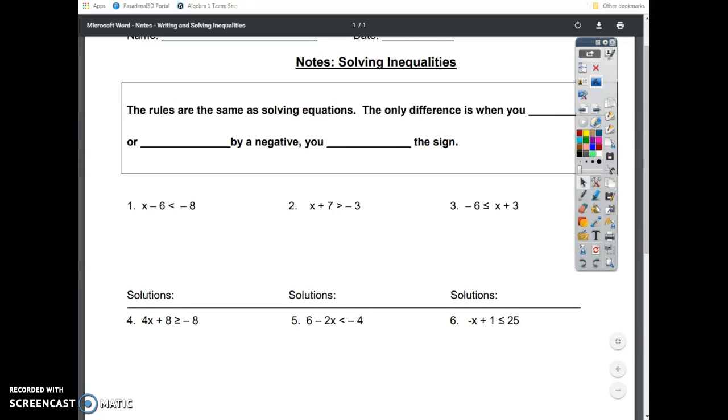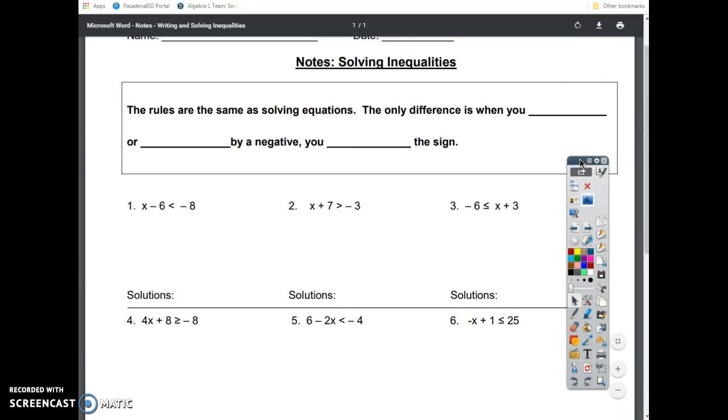Okay, so today we're going to solve linear inequalities, and it's the same exact thing that we did last week. Okay? The same exact thing, except now there's just one little rule. It says that the rules are the same as solving equations. The only difference is when you multiply or divide by a negative number, you flip the sign.